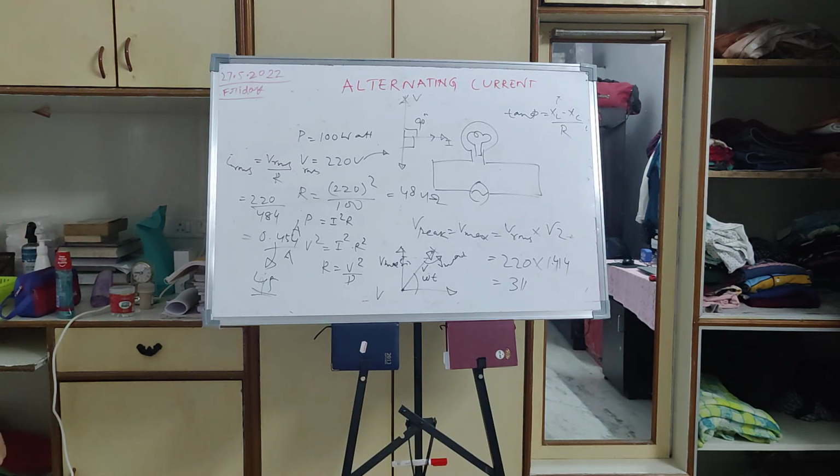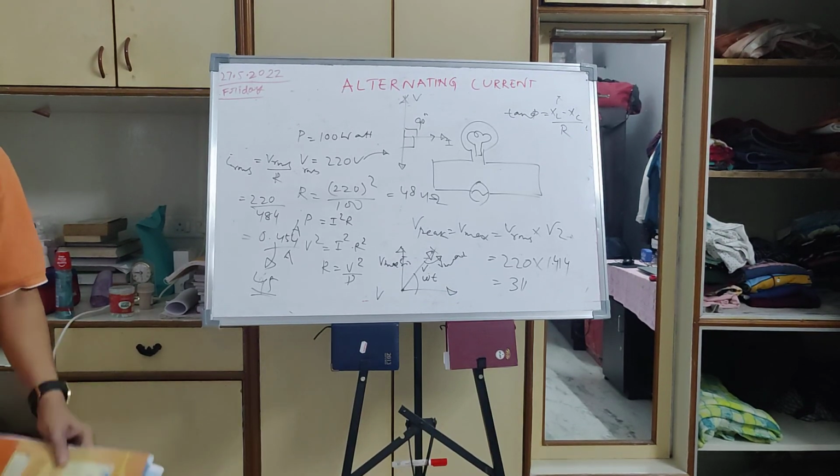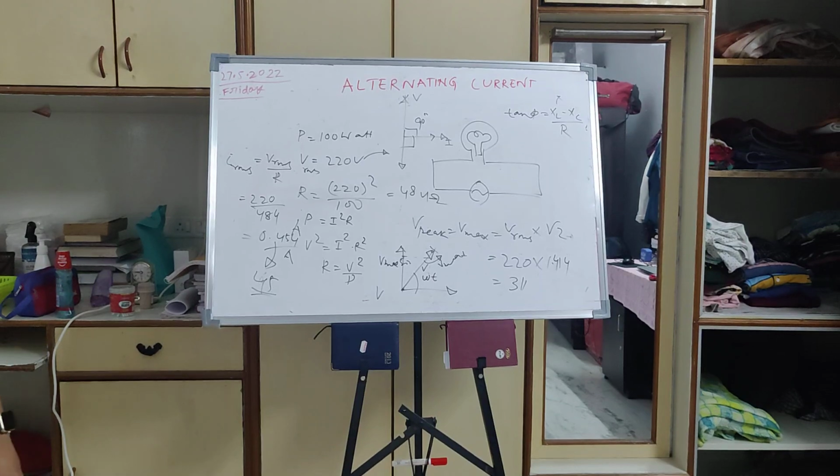To solve a problem, first you have to bring everything into consistent units, and only then will you solve. So omega L, which is XL, the inductive reactance, or XC, which is 1 by omega C, the capacitive reactance, all have the unit ohm. Okay, we will cover LRC and other things in another session. Thanks.